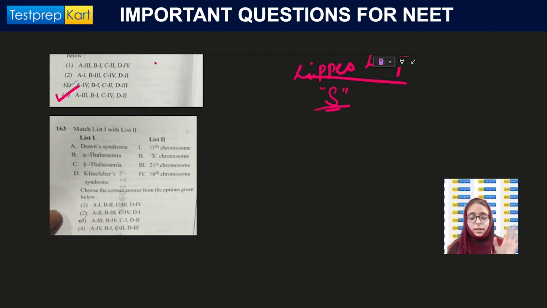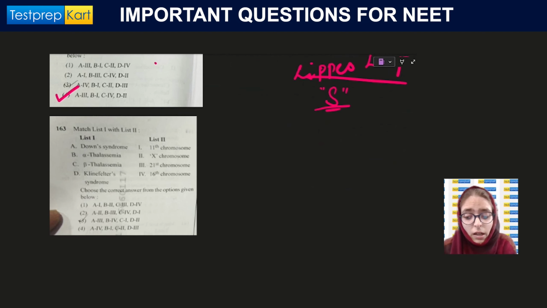Now moving to the next question, this is also a match the list one. Here we have some diseases given and we have to match them with the chromosomes. In list one, first we have Down syndrome, second is alpha thalassemia, third is beta thalassemia, and fourth is Klinefelter syndrome. These are the 4 diseases, and in list two we have to match them with the chromosomes. First is the 11th chromosome, second is the X chromosome, third is the 21st chromosome, and fourth is the 16th chromosome. Here we have 4 options, 1, 2, 3, 4, and we have to see which one is the most appropriate for this question.